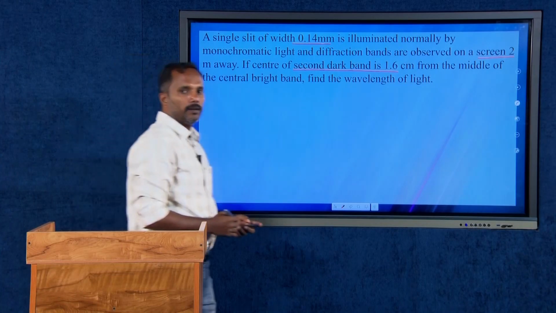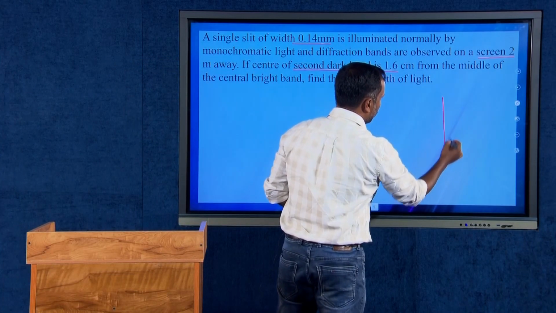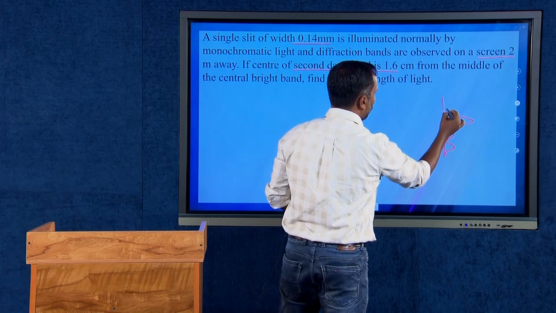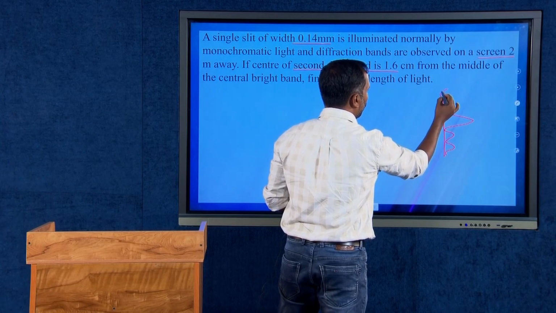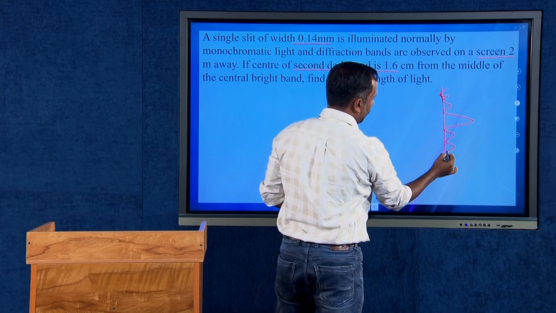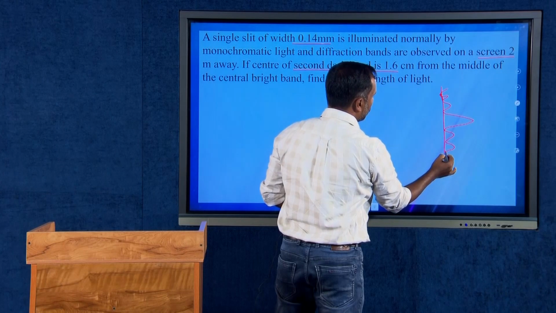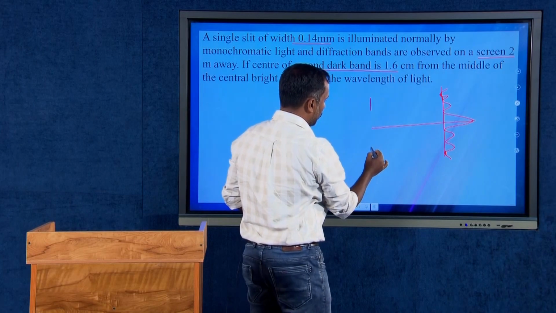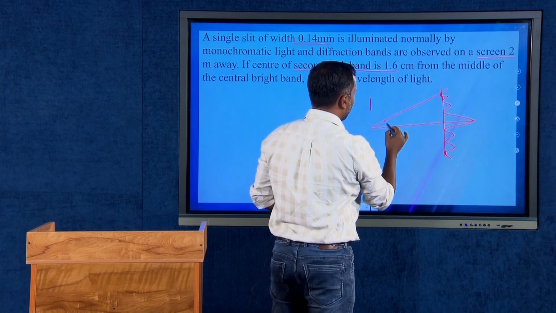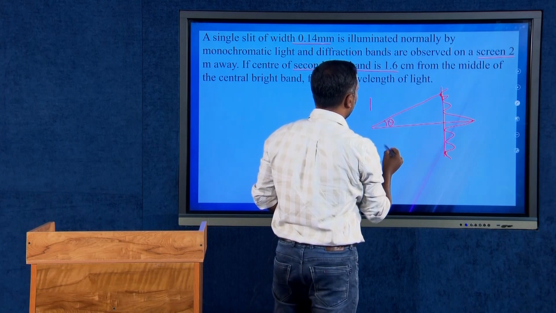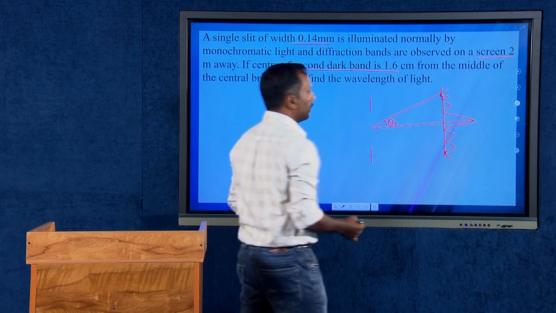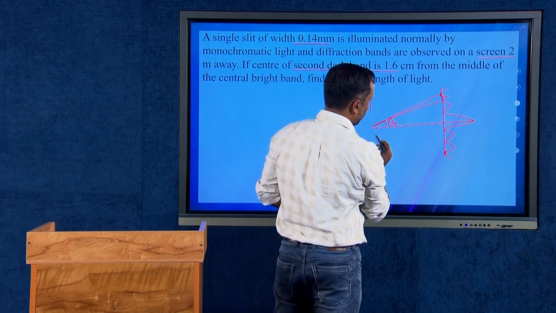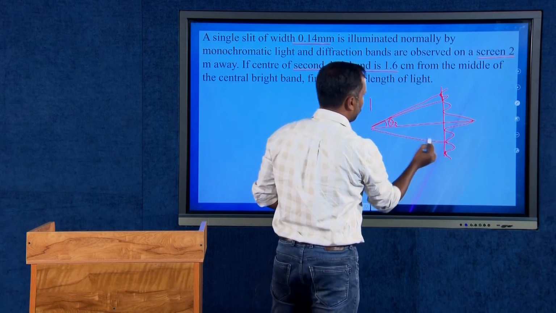So, we are taking the second dark band. Second dark band means which will be like this. This is the central maxima. Then we have the secondary minimas on both sides. So, this is the second secondary minima. This is the second secondary minima. Well, we are considering the slit over here. Now, this angle shall be theta 2. Let me take it as theta 2, because we are taking it for the second minima. Here it is the second minima, theta 2.